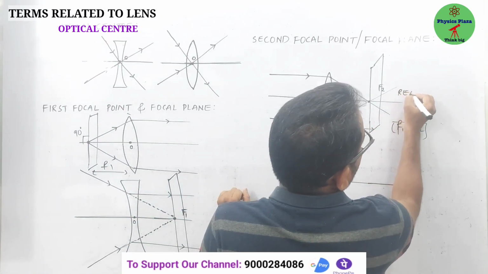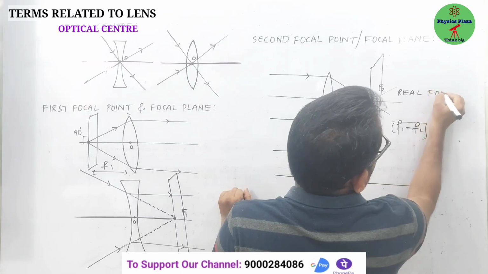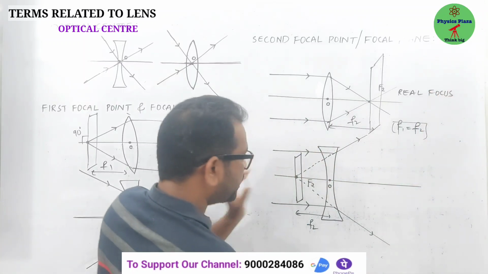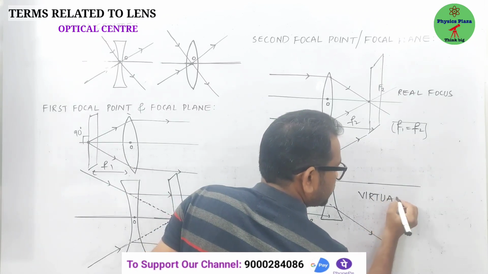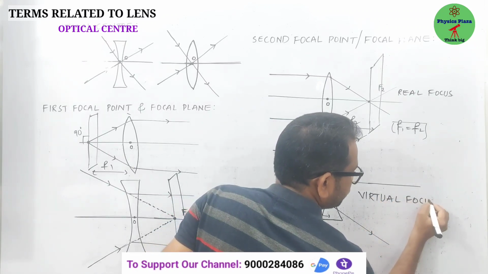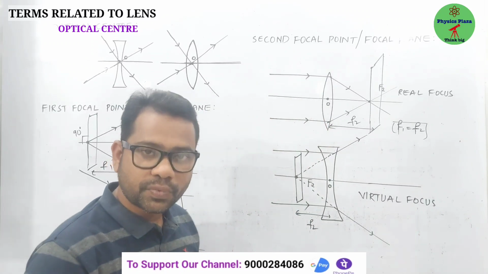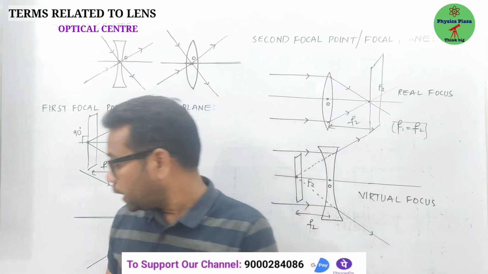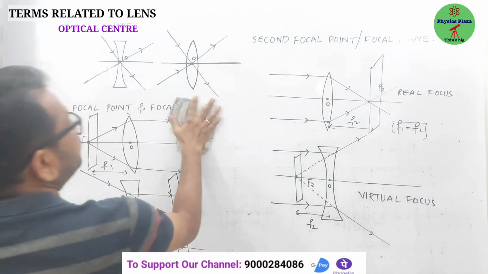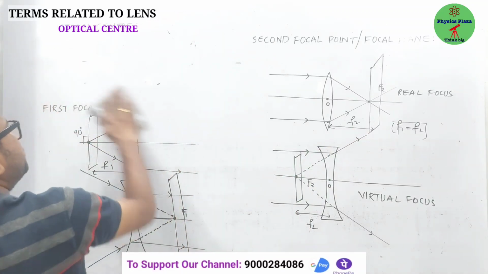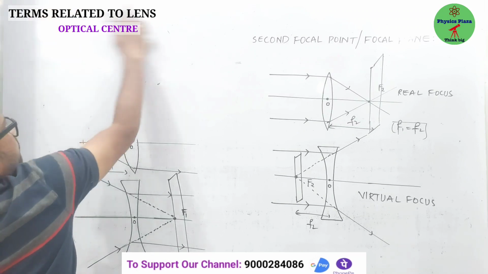A convex lens has a real focus, whereas a concave lens has a virtual focus. Clear? Is it clear? Fine. And here, children, on which factors does the focal length of a given lens depend? A very important examination point, children.